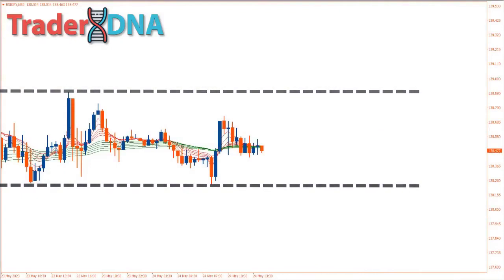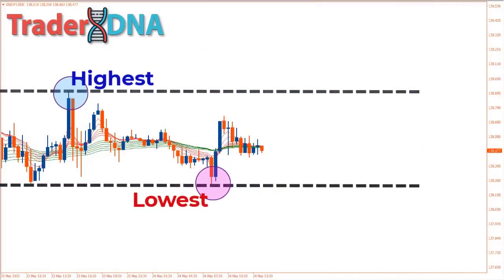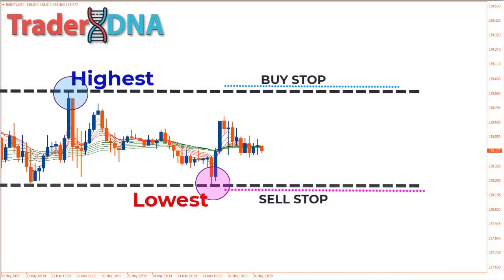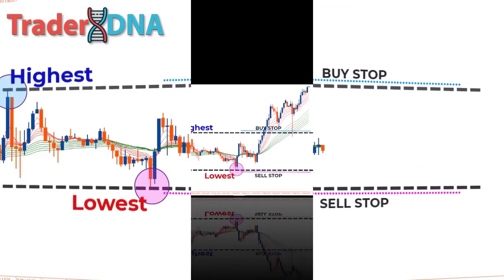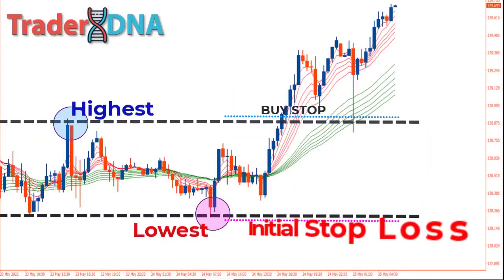Here's the trade setup. First, look for a candlestick in which the high and low pierce through all 12 moving averages. Second, place a buy stop order above the high and sell stop order below the low of the candlestick. Third, once filled, make the opposite stop order that wasn't filled your initial stop loss level.